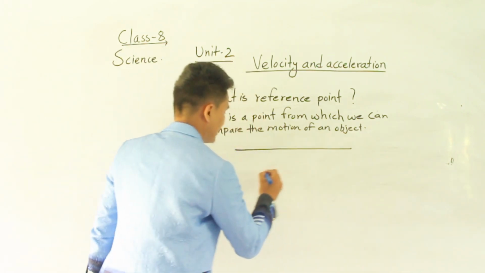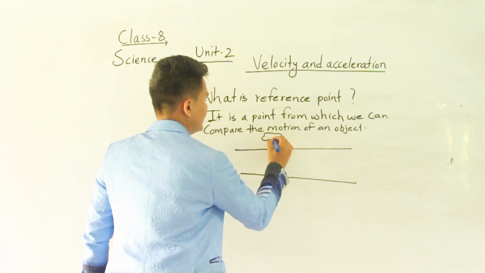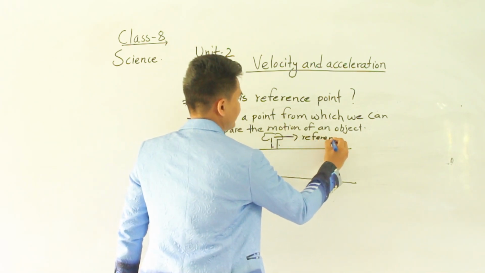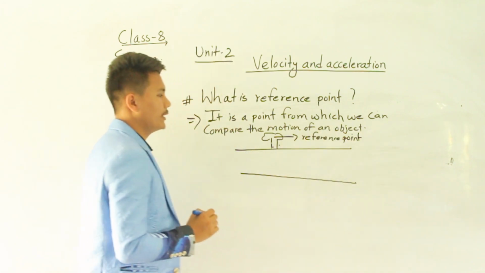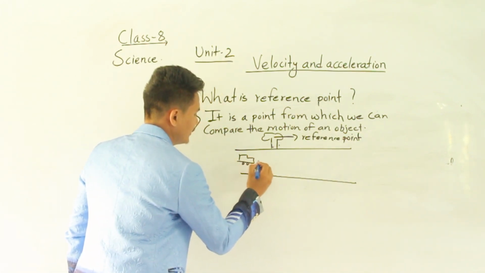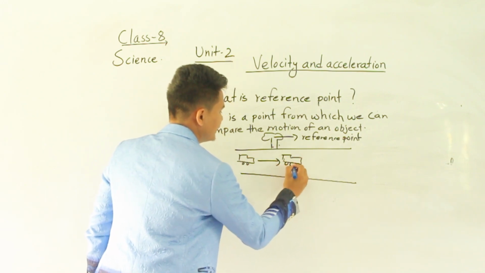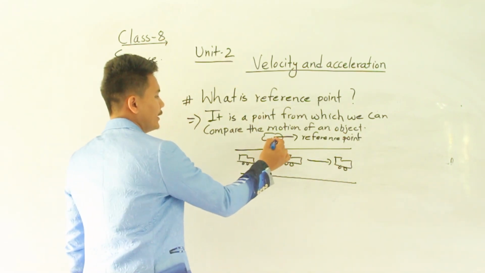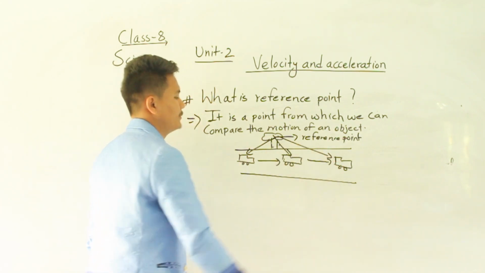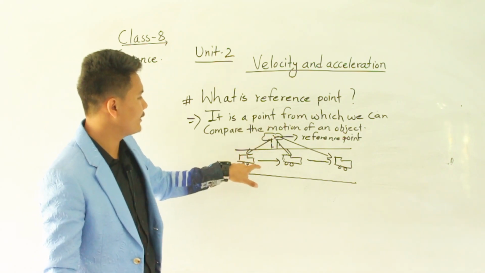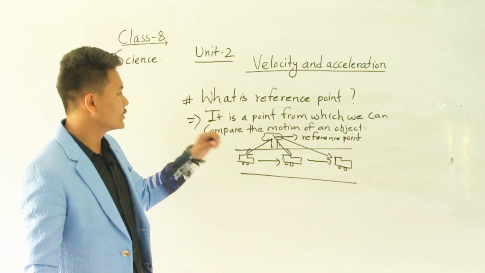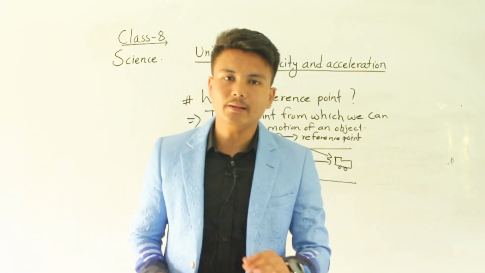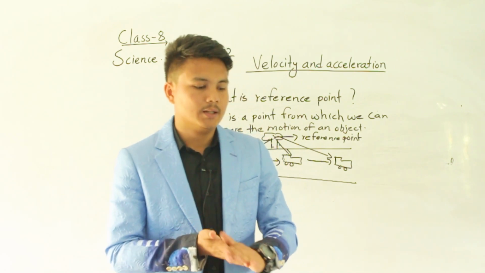Earlier I gave an example of a running car. A reference point is basically a stationary object, which is at rest. For example, this tree is a reference point. Okay, this tree is a reference point. If a car is moving from here to here, its position changes with time. So the reference point helps to determine the motion of an object. So the still body or stationary object is the reference point that determines the motion of an object. Clear?